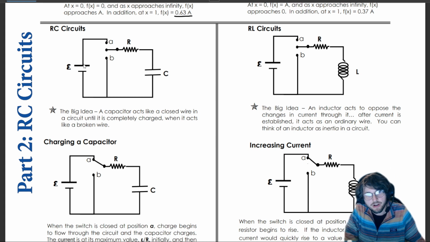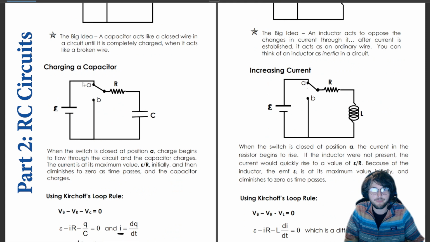So what's going to happen here is that when we hook the switch to A, like we have right here, this power source, this electromotive force, is going to push electrons around the circuit. Keep in mind, it'll be going in the opposite direction. But it's going to be pushing current, let's say, through the circuit, and charges are going to start building up along this capacitor. On this side of the capacitor, it'll build positive charge. On this side of the capacitor, it'll build negative charge.